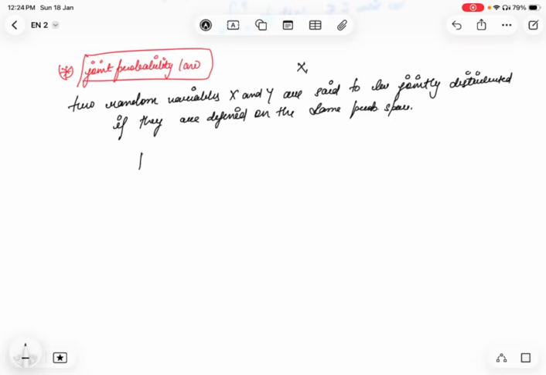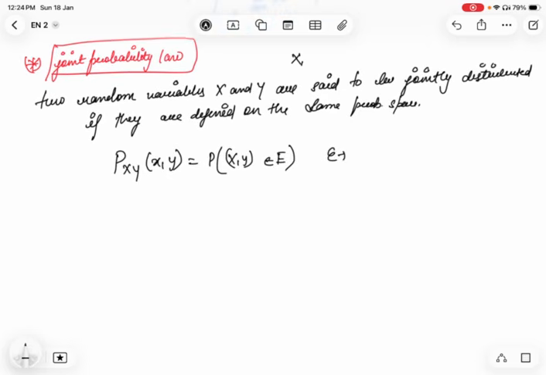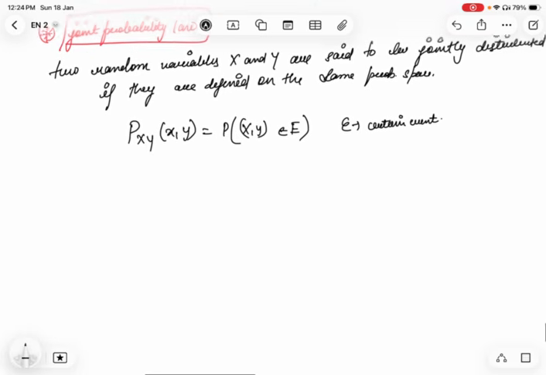How will you define it, or how will you write it? You will write it like this: Pxy, the probability of (x, y) belonging to E, where E is a certain event.